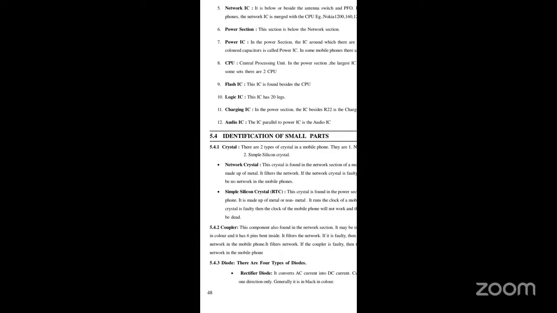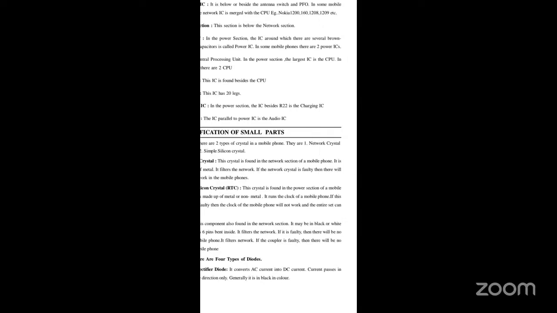Next, simple silicon crystal, RTC. This crystal is found in the power section of a mobile phone. It is made up of metal or non-metal. It runs the clock of a mobile phone. If this crystal is faulty, then the clock of the mobile phone will not work and the entire set can be dead.